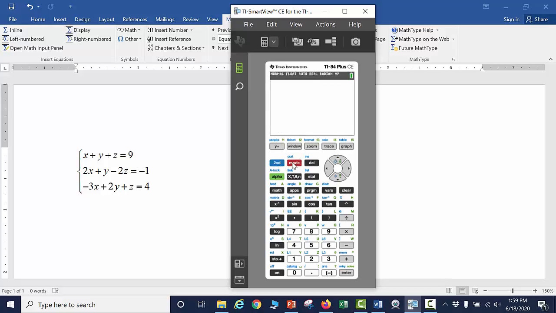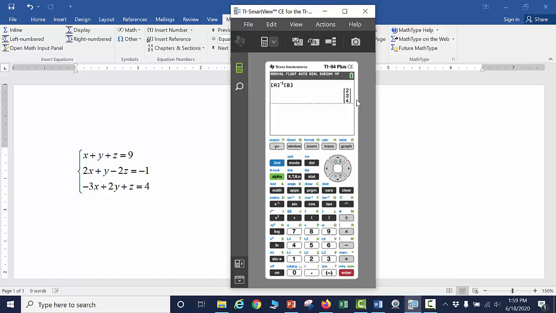Now I want to enter A inverse B, and that's going to be my solution. That's going to give me X, Y, and Z. So here we go. Second matrix A. Now, how I indicate that I want the inverse is right here. This little x to the negative 1, A inverse, and then I do second matrix B. There we go, and then enter.